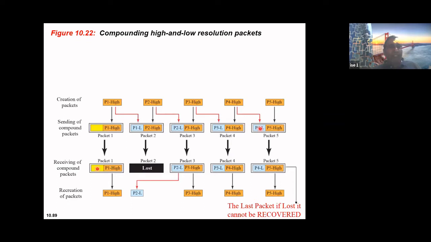Now what happens, assuming that in transmission one of the packets is completely lost? Say packet 2 is completely lost. Am I clear? Packet 1 was received, packet 3 was received, packet 4 was received, packet 5 was received, packet 2 was lost. But still I can recover this packet, since packet 3 contains a copy of low resolution packet 2.